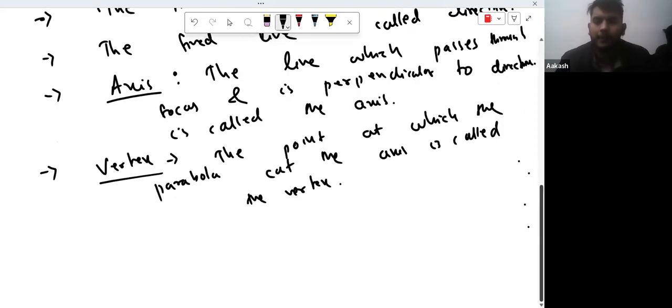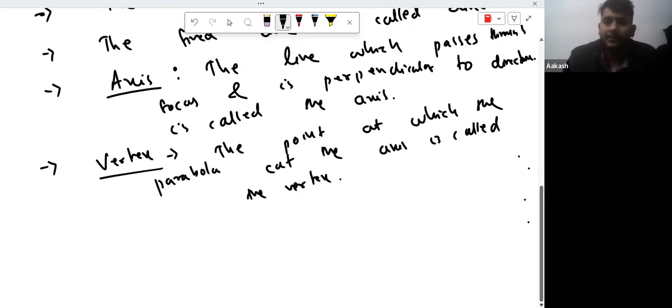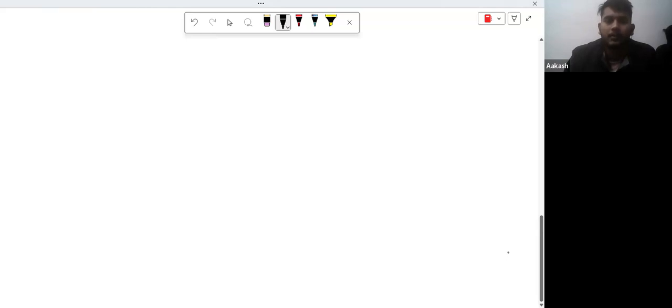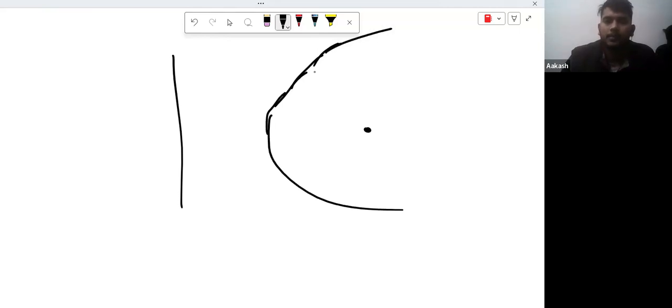Okay. So what they are saying is there is a fixed line, there is a fixed point. If you take all the points which are equidistant from these two, then you get a parabola. Okay, parabola has this kind of shape, right? You have seen in class 10th also. Quadratic equation has a shape of parabola, right? In physics also you must have seen, right? Yes. Quadratic equations.